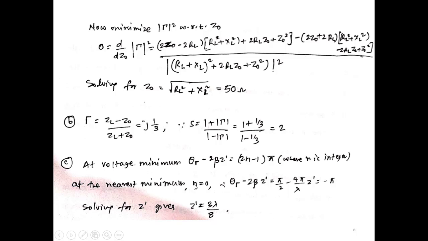At the nearest minimum, n is equal to 0. So if we substitute n equal to 0, you get minus pi. But here theta is theta gamma minus 2 beta z dash. So here theta gamma is given by j, which is 90 degrees, minus beta, which is 2 pi by lambda, 2 into 2 pi is 4 pi divided by lambda, z dash is equal to, this becomes minus pi. If you simplify this and solve for z dash, you get z dash is equal to 3 lambda by 8.